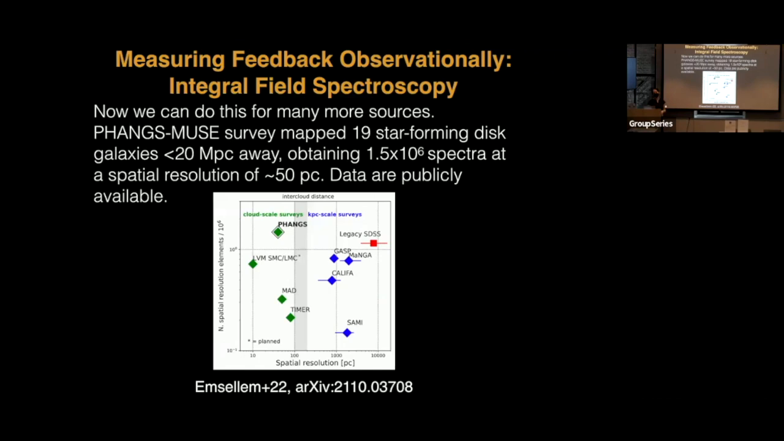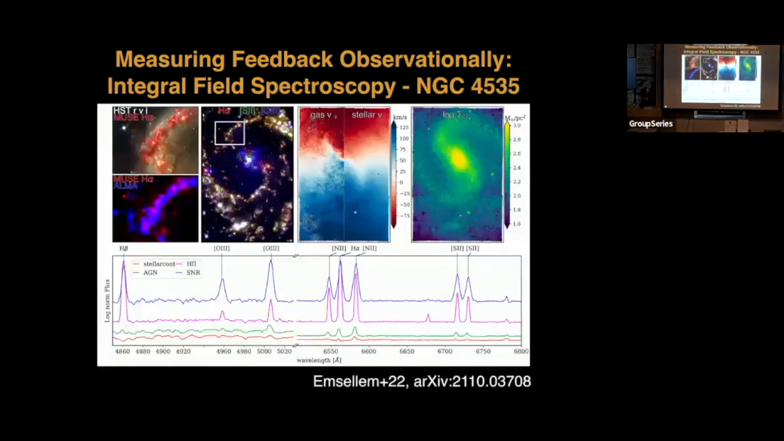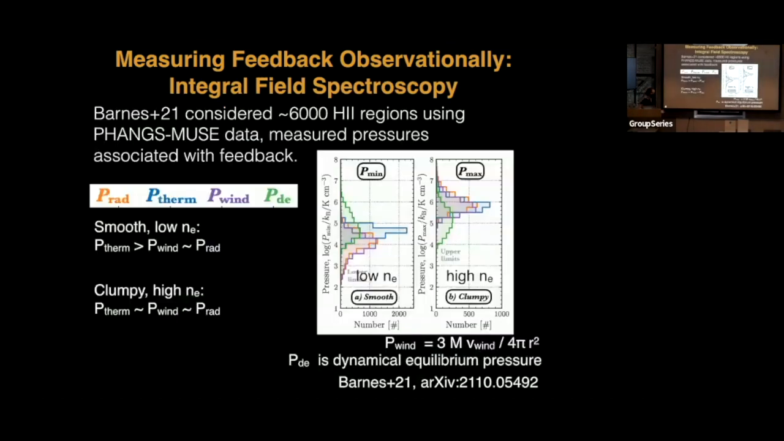I'll also mention that these data are all publicly available, so if you wanted to go play with them, you could. This is just an example of this IFU data, one of the PHANGS galaxies, NGC 4535. You can get a lot of information about the gas kinematics, the stellar kinematics, the ratios of the emission lines, and all different kinds of sources that you could look at in these galaxies or behind these galaxies. Okay, so we have this beautiful data. Now let's go play with it.